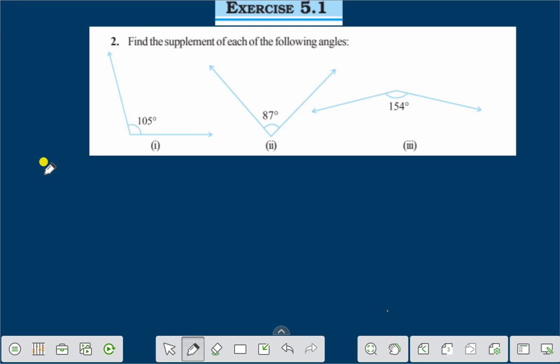Now, that means to find the supplement of the angle, the supplementary angle can be written as, here we are writing: supplementary angle is equal to 180 degrees minus the given angle.